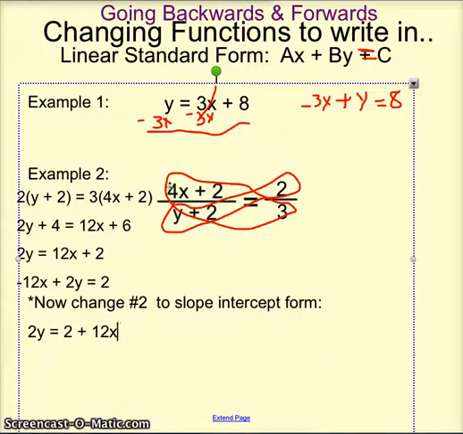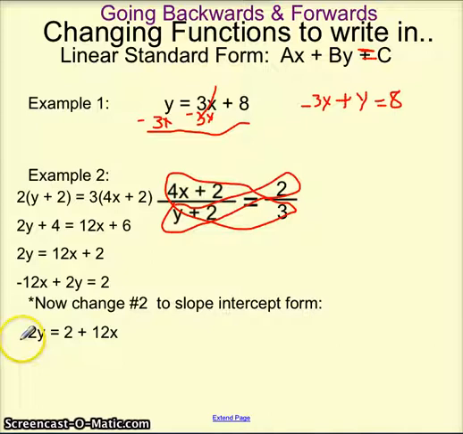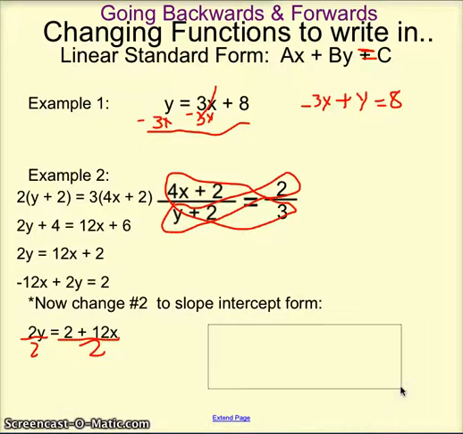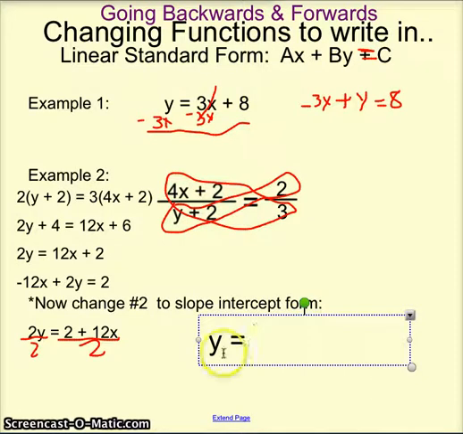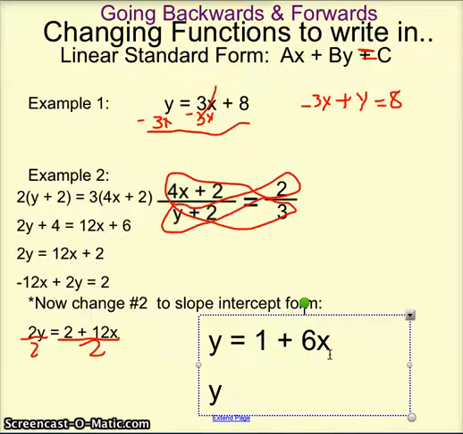And now I have to divide my entire sides, both sides, by 2. Remember, each part gets divided by 2, so I'll be left with y equals, well, 2 divided by 2 is 1, and positive 12x divided by 2 is 6x. And now to write this in y equals mx plus b form, I'm just going to switch up the order here. So y equals 6x plus 1.